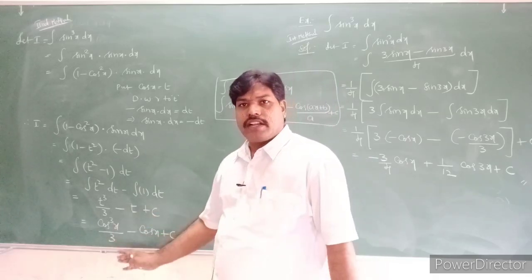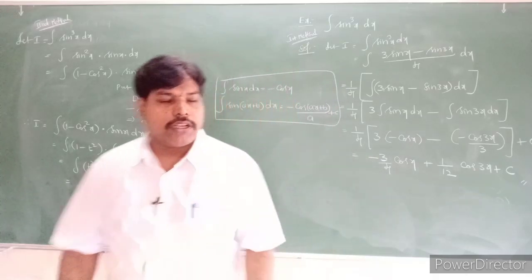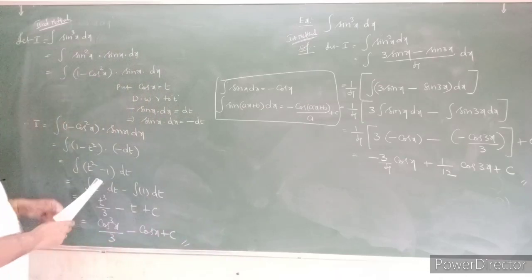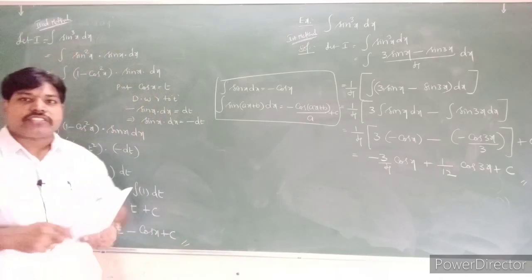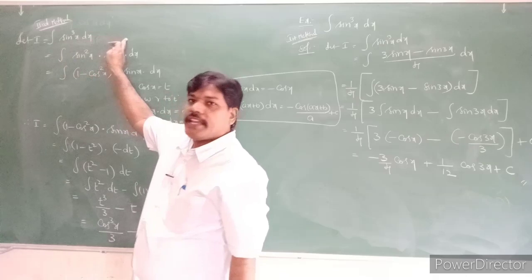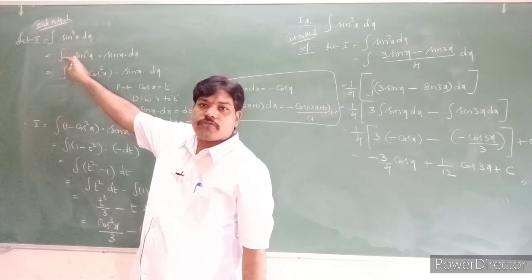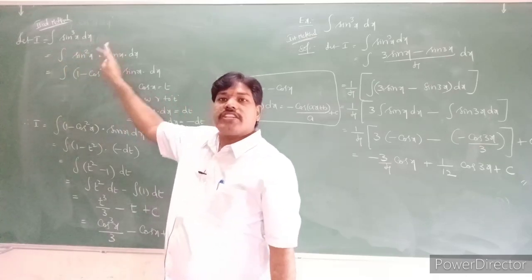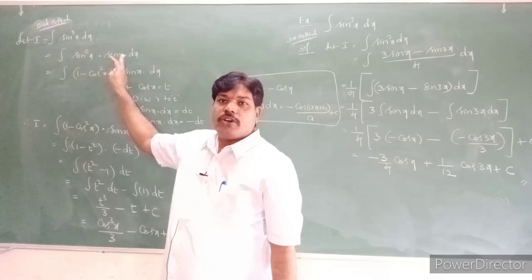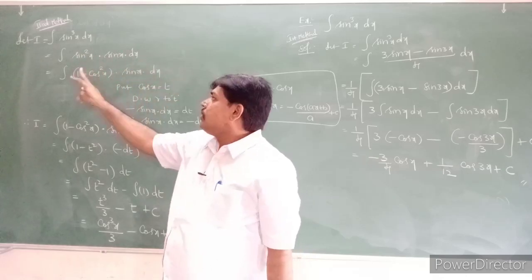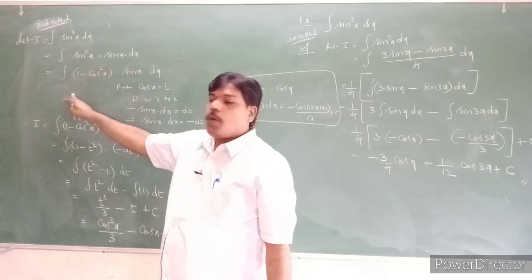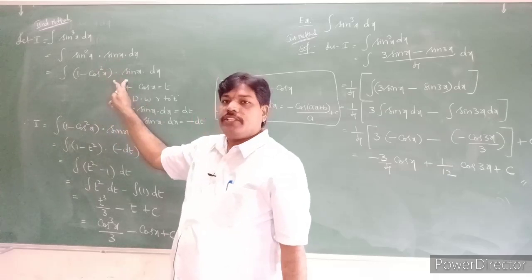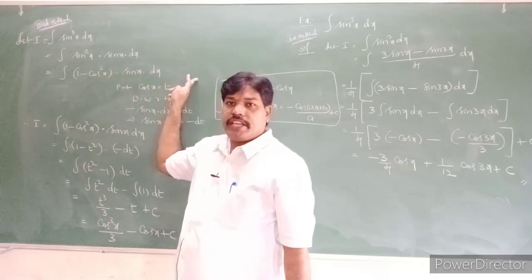So we will get the answer directly, without a calculation part. See that one, students. Integral of sin cube x into dx. What we did is, sin cube x we write as sin square x into sin x into dx. So sin square x you can write as 1 minus cos square x into sin x into dx.